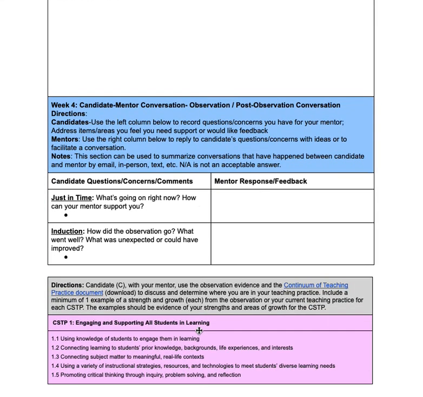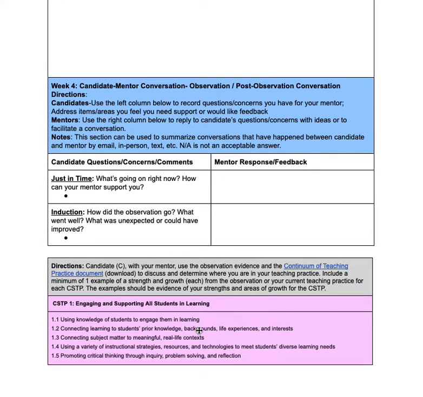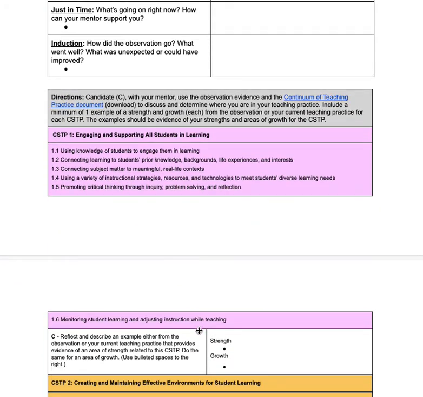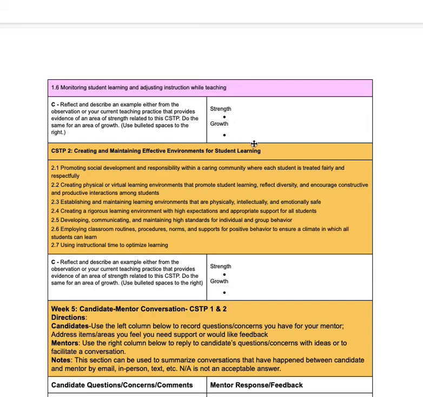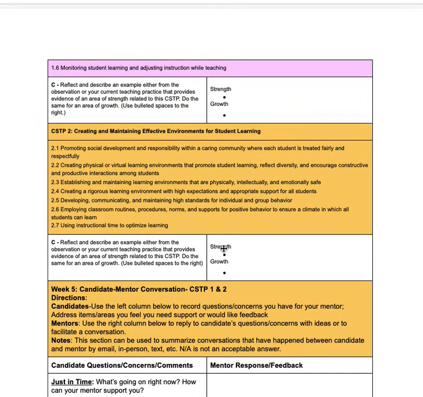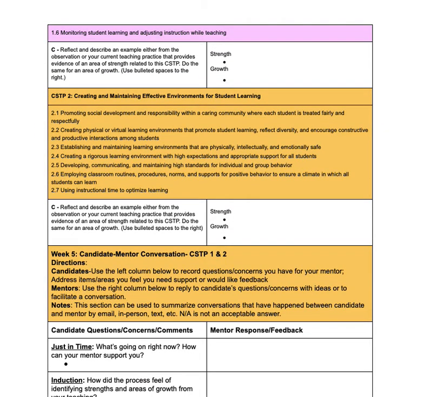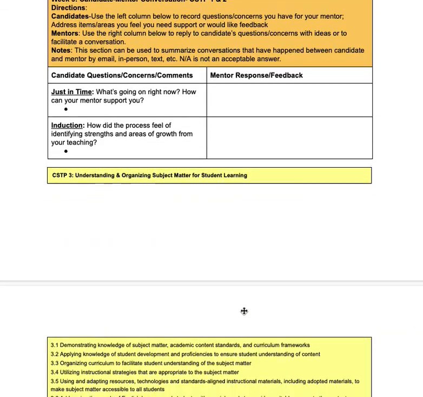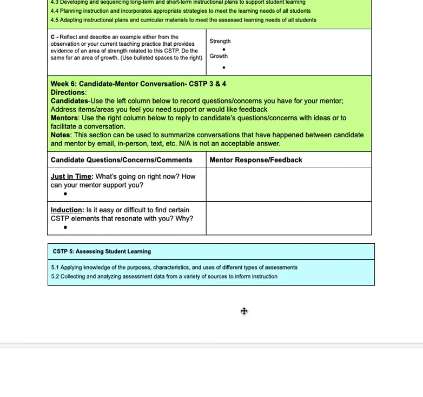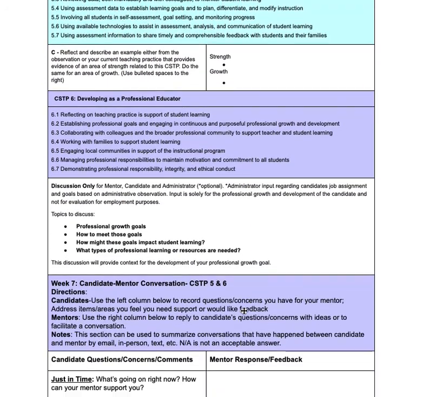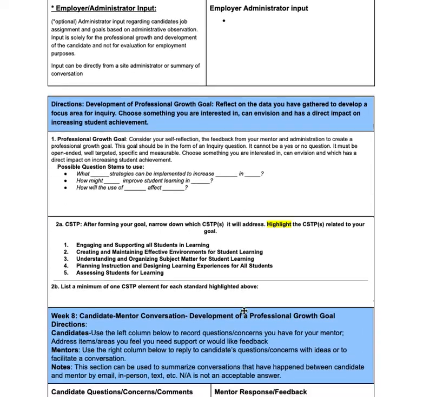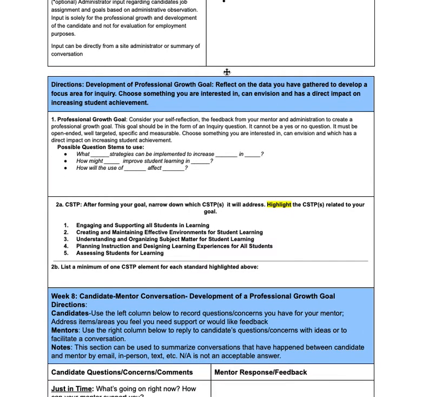Following the observation, in a conversation with your mentor, you will self-assess areas of strength and areas of growth related to the California Standards for the Teaching Profession, CSTP. Based on an understanding of your teaching context, the observation, and the areas of strength and growth, you will complete Section 1 by developing a professional growth goal.